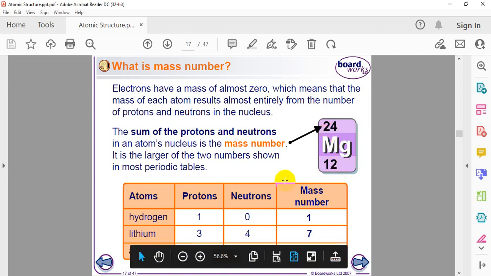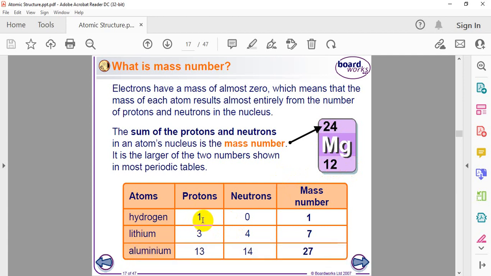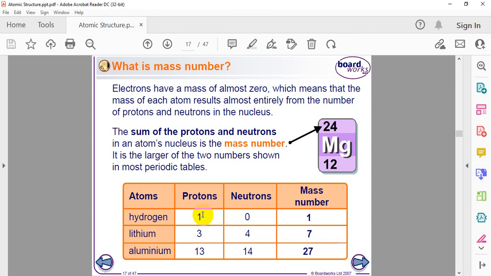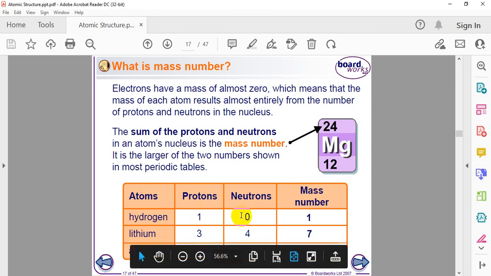So let's look at the table below. Hydrogen has a proton number of 1. That's only 1 proton. Hydrogen has 0 neutrons. It does not have any neutron. So the mass number of hydrogen is 1 plus 0, making 1. Lithium has 3 protons and 4 neutrons. So 3 plus 4 gives us 7 for the mass number.